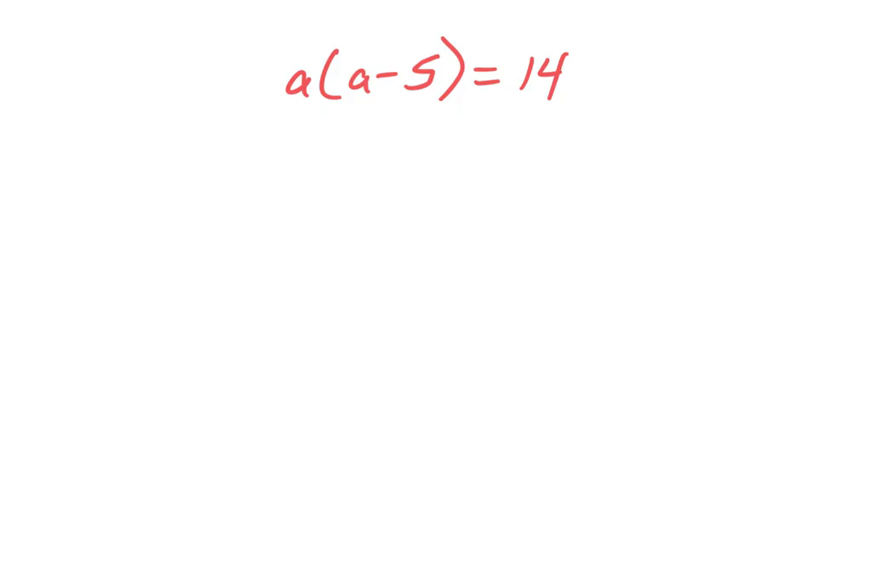Okay, this one's a little bit weird, a little bit different. Because it's not set equal to 0, and because we have parentheses. So this looks like two factors, and it kind of is, except if it was set equal to 0, I could just take both of those and set it equal to 0, but it's not. It's got a 14 over here, okay?